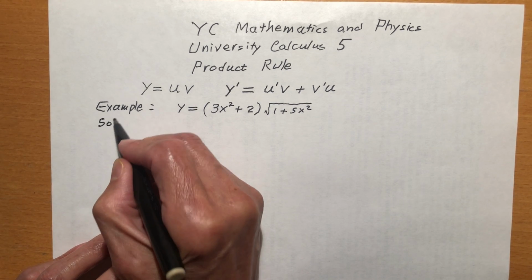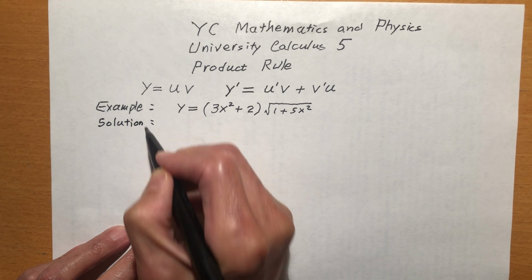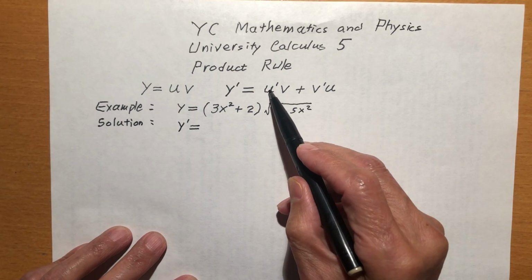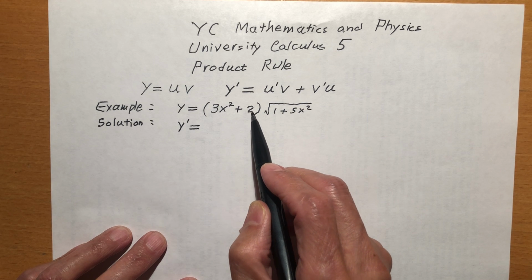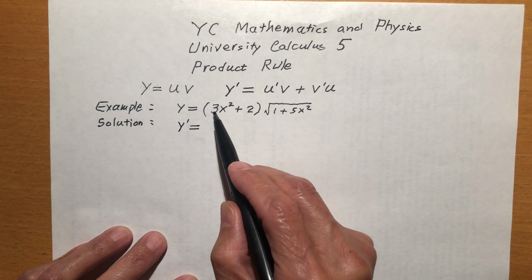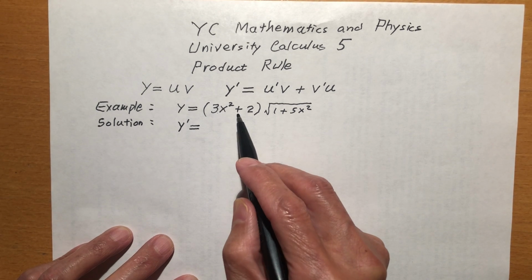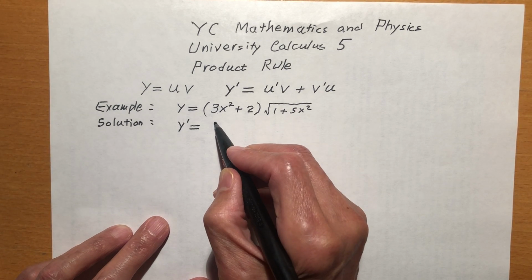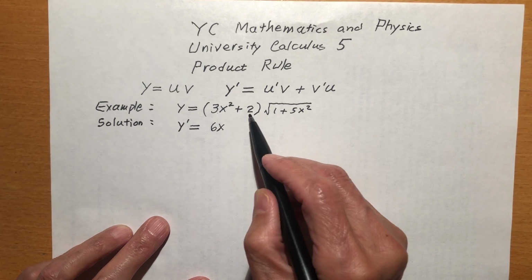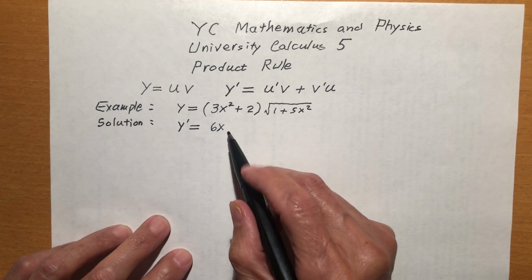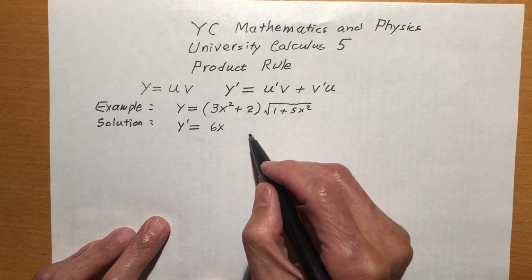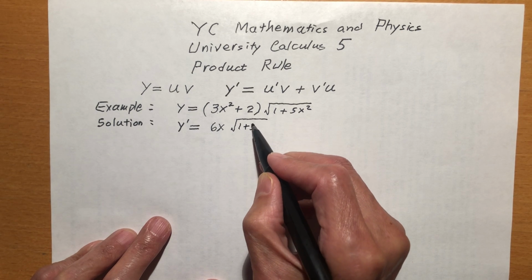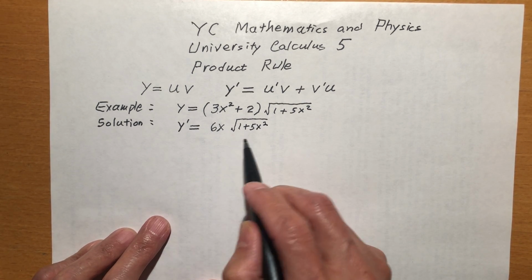So the y prime is the derivative of u, which means the derivative of this. What is the derivative of this? It's the derivative of 3x squared plus the derivative of 2. The derivative of 3x squared is 6x. The derivative of 2 is a constant, so it's 0. So this is u prime. U prime multiply v. V is this, 1 plus 5x squared. So this is u prime v.